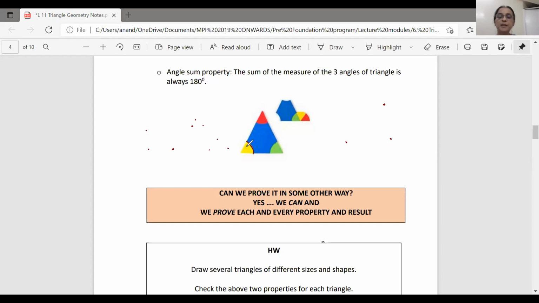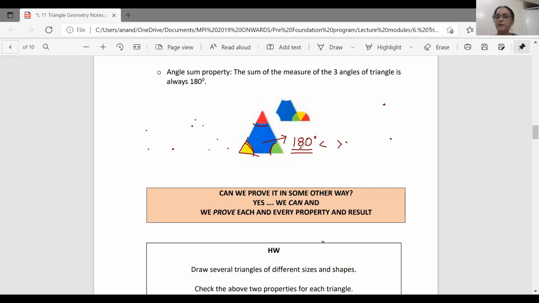Measure the angles. You know how to measure with a protractor. Measure this angle, measure this angle, measure this angle, add it. For every triangle, the sum of the 3 angles is going to be 180 degrees without fail. Try to draw a triangle in which the sum of 3 angles is less than 180 or greater than 180. If you find even one such triangle, we will disprove this property. So draw hundreds of triangles.